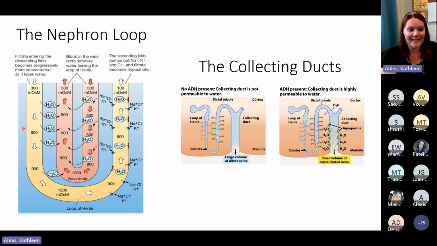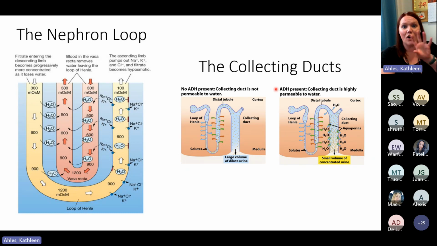Remember that when we're in the descending limb going down, water can move. When we're in the ascending limb, the only thing that can move is sodium chloride. I cannot do any water exchange at this point. And remember that normal in the body is that the collecting duct cannot reabsorb water. That's normal times. If we spit out antidiuretic hormone, that's the only way we can actually absorb water there. So again, normal times, nothing being absorbed in the collecting duct, only when we have that antidiuretic hormone.